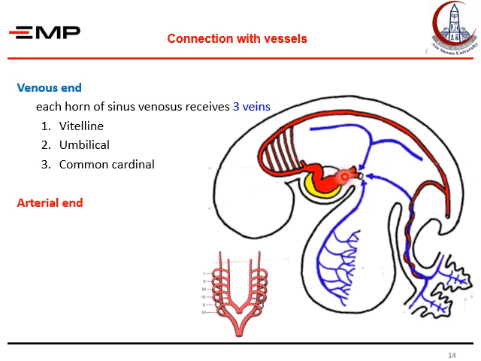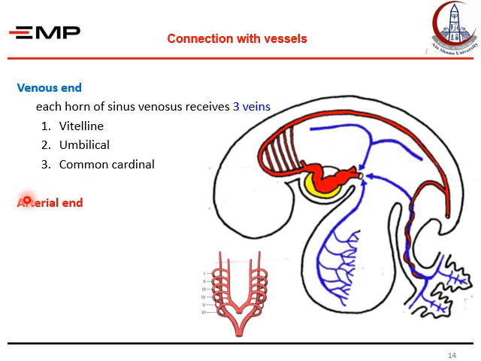And as the heart tube is united in the middle and separate in both the caudal and the cranial end, the caudal end is divided into two horns of the sinus venosus, a right horn and a left horn. Each horn receives those three veins. Number one, the vitelline vein, draining the yolk sac. Number two, the umbilical vein, draining the placenta, or bringing oxygenated blood from the placenta. And the common cardinal vein, which drains the body of the embryo.